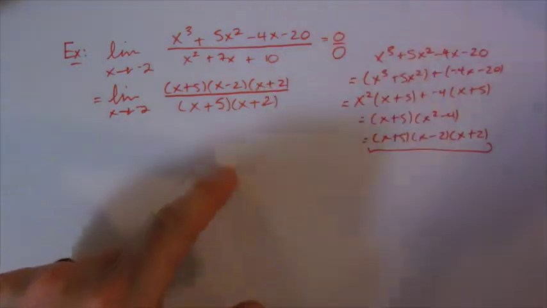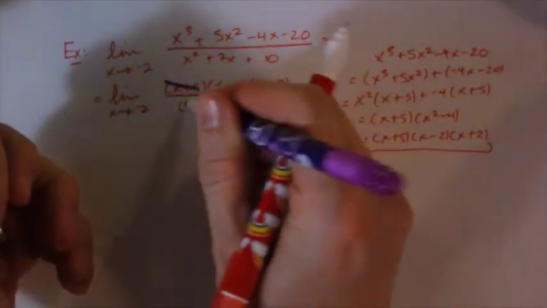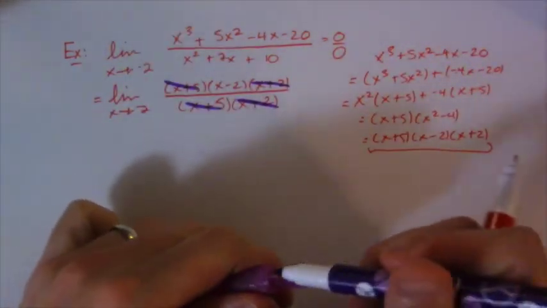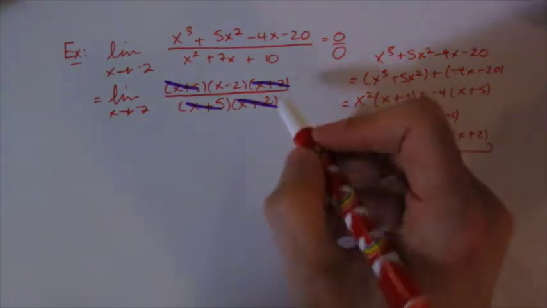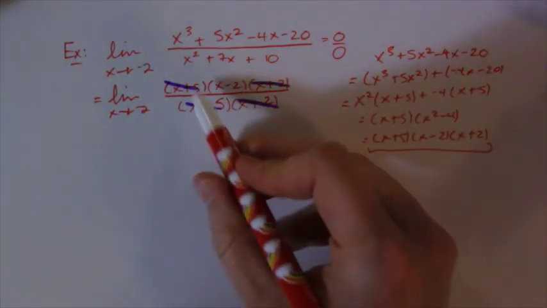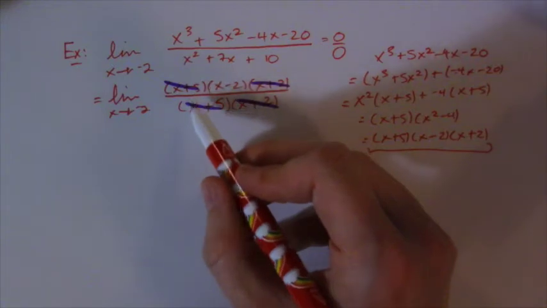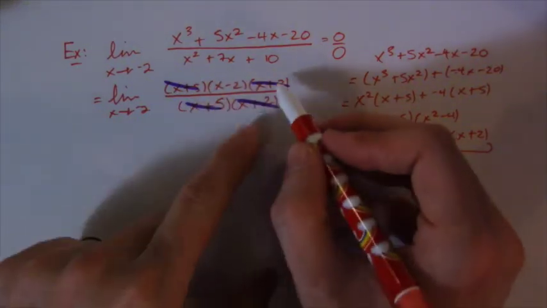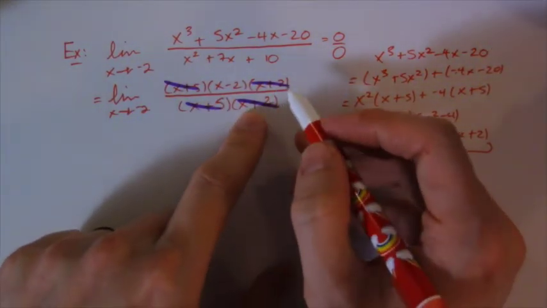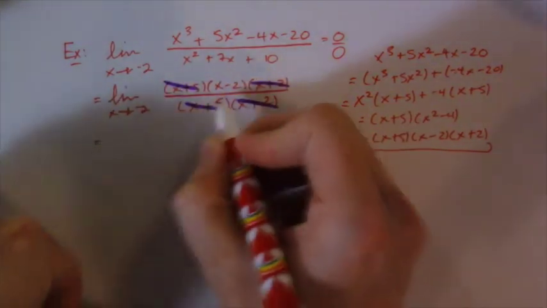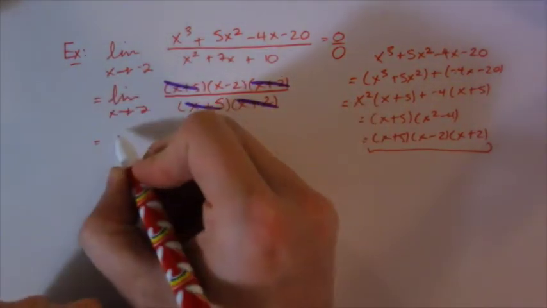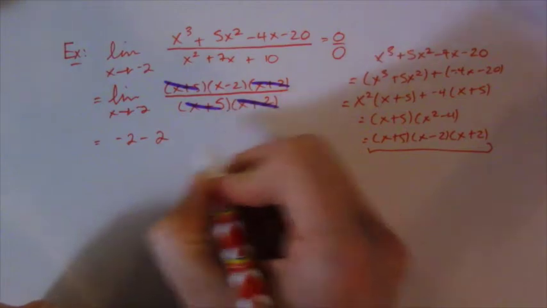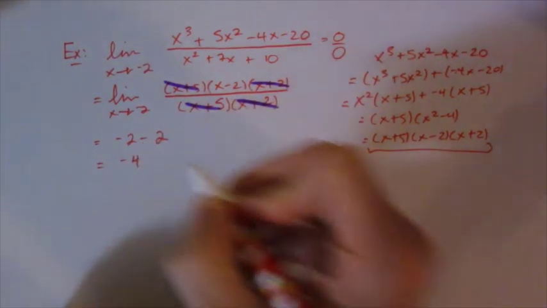Here we go. And we get really lucky this time. A bunch of stuff cancels. This one's kind of irrelevant, but it still cancels, so we can make it work. But this one is the 0 over 0. And then I go ahead and sub in my number. So I have negative 2 minus 2, and that is negative 4.